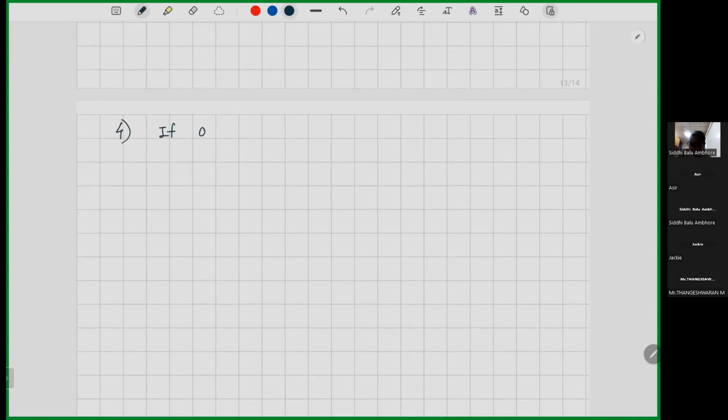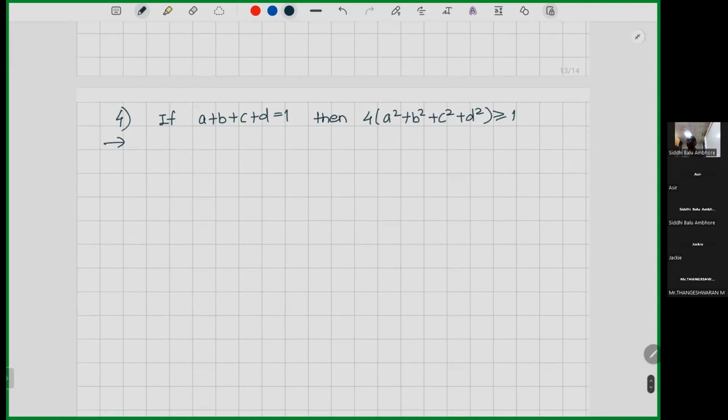Now they are saying that if A plus B plus C plus D is equal to 1, then 4 into A square plus B square plus C square plus D square is greater than or equal to 1. And now what is the guess? Prove this, or do you have any counterexamples here?